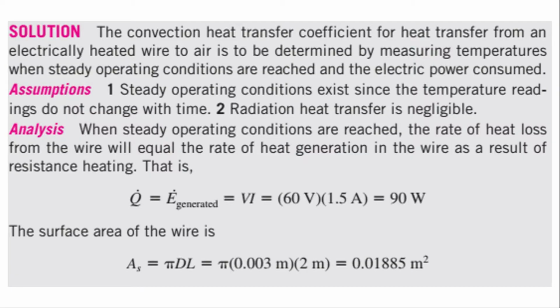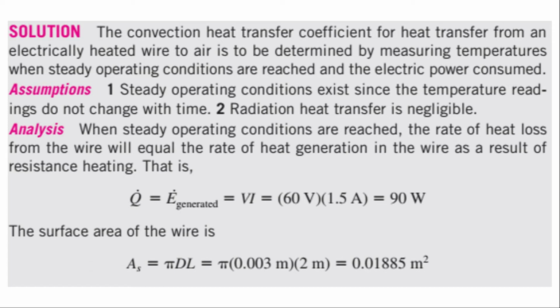Here comes the solution of that example. The convection heat transfer coefficient for the heat transfer from an electrically heated wire to the air is to be determined by measuring the temperature when the steady operating conditions are reached, and the electric power consumed. Whenever you solve problems in heat transfer, you have to make some assumptions. Here we assume that steady operating conditions exist since the temperature readings do not change with time. That's why this is called a steady state process. And the radiation heat transfer is negligible, a condition given in the question statement.